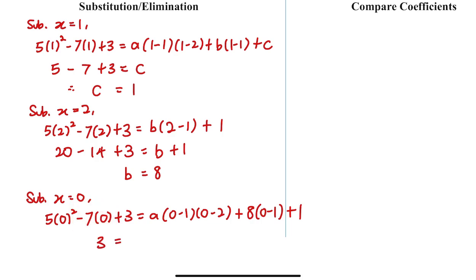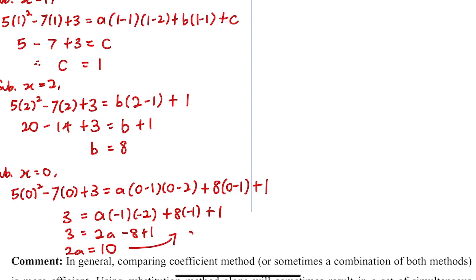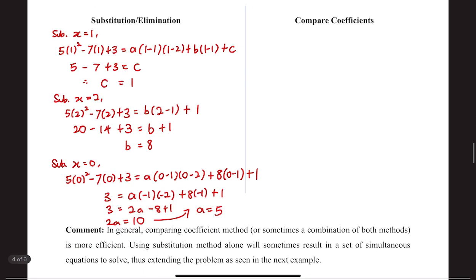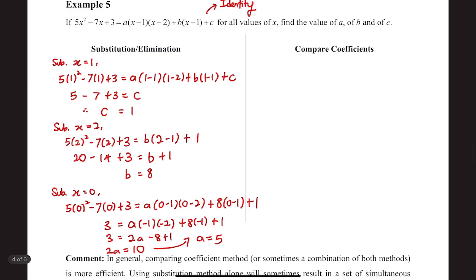I'll have 3 equals a times negative 1 times negative 2 plus 8 times negative 1 plus 1. I'll get 3 equals 2a minus 8 plus 1. Therefore, 2a is simply equal to 10. Okay, therefore, over here, a will be equal to 5. And therefore, we have solved the question to find the values of a, b, and c. This is using substitution and elimination to get rid of the letters one by one.